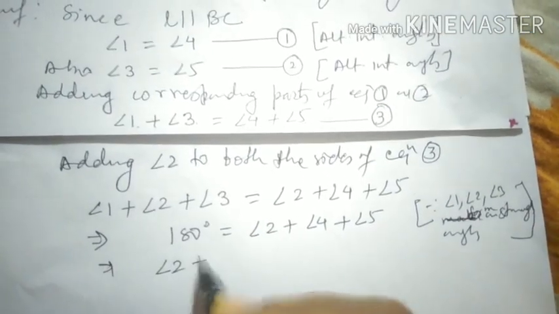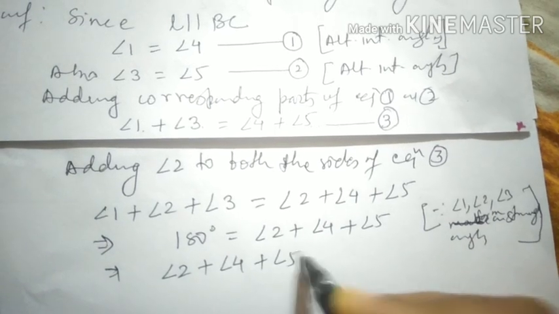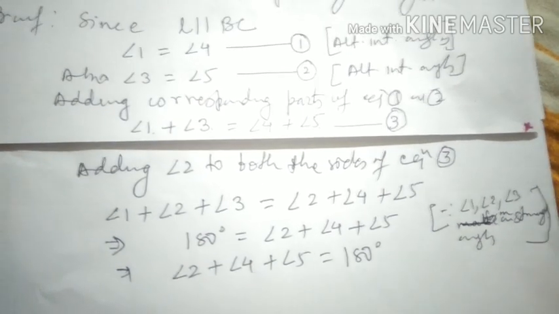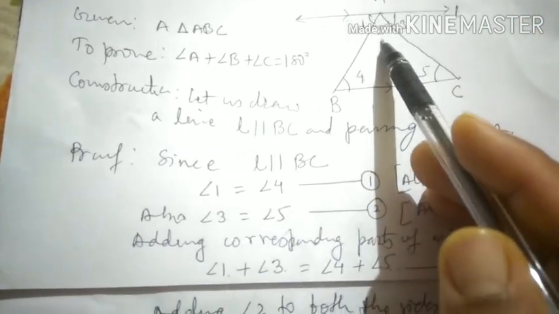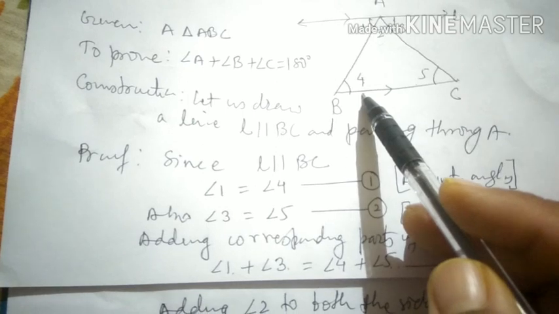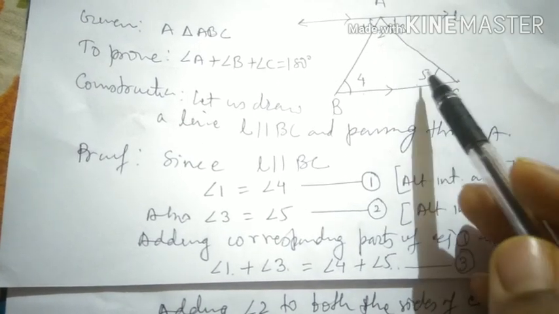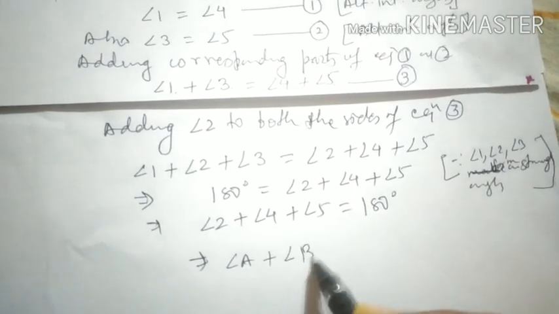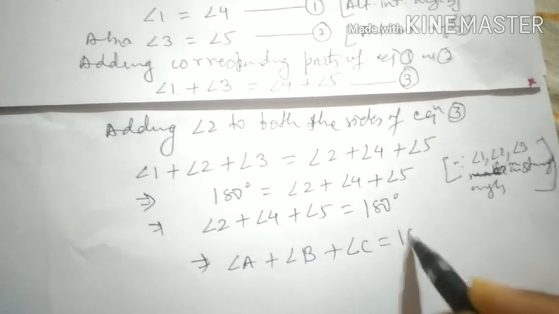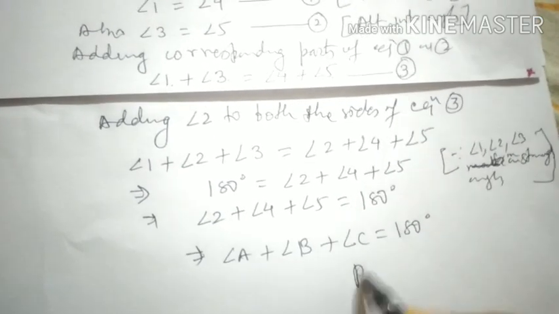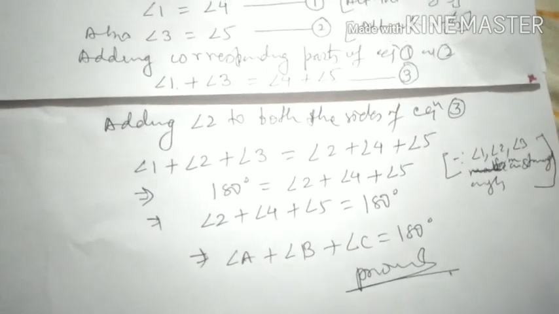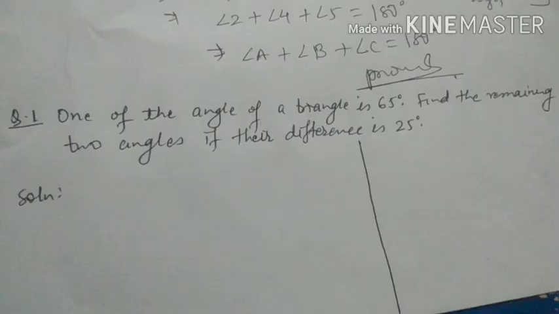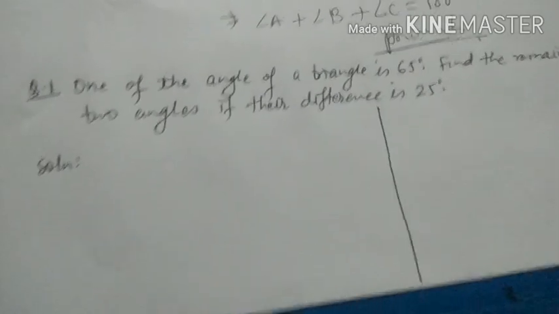Now angle 2 plus angle 4 plus angle 5 equals 180 degrees. Here angle 2 is interior angle A, angle 4 is interior angle B, and angle 5 is interior angle C. That means angle A plus angle B plus angle C equals 180 degrees. Proved.